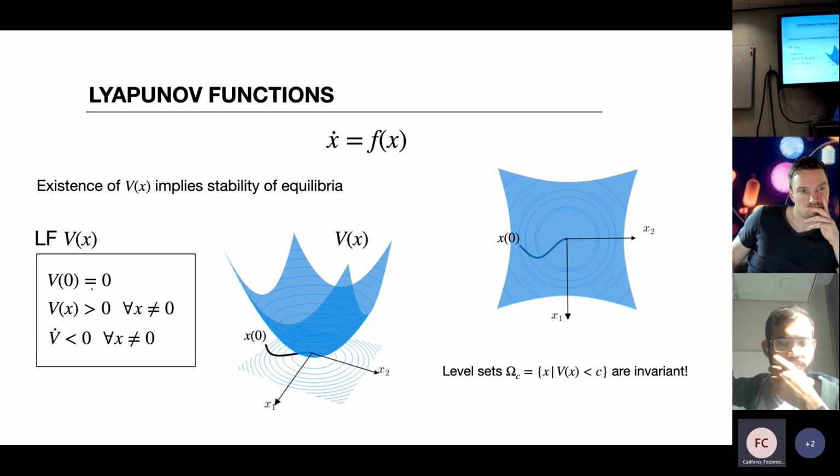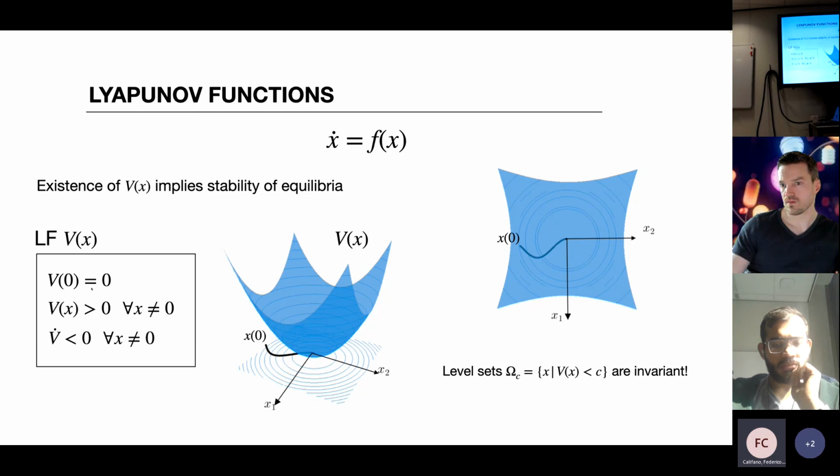And not only does the existence of this Lyapunov function imply that this equilibrium is stable, but a little bit more: it happens that locally, these level sets are invariant. This is an important point. The proof of the fact that the Lyapunov function implies stability of the equilibrium uses this fact.